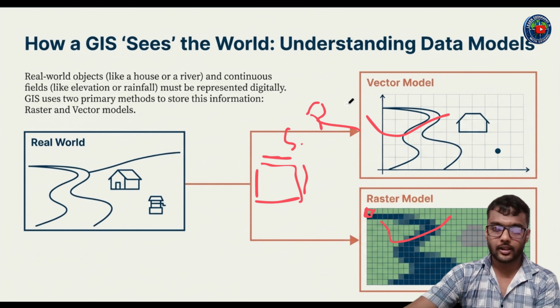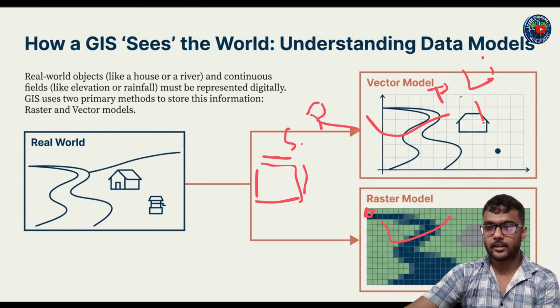And the vector model includes point, line, and polygon.